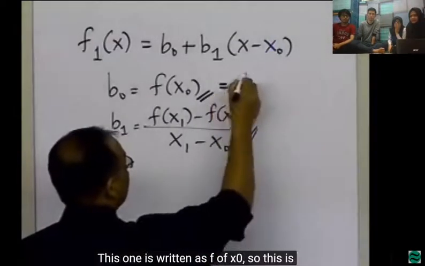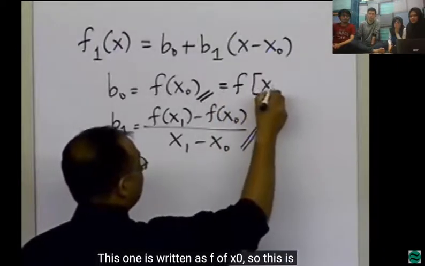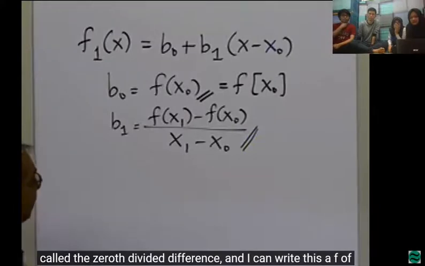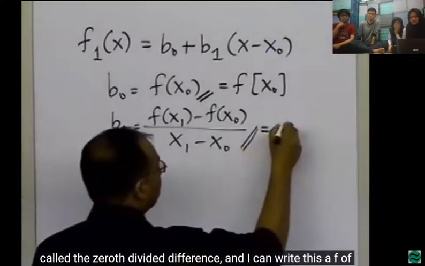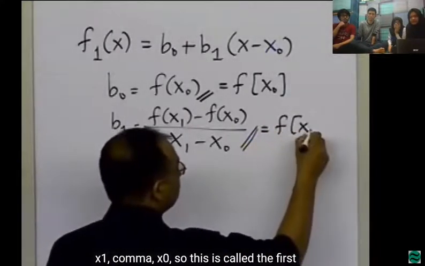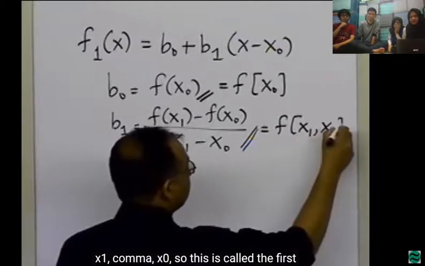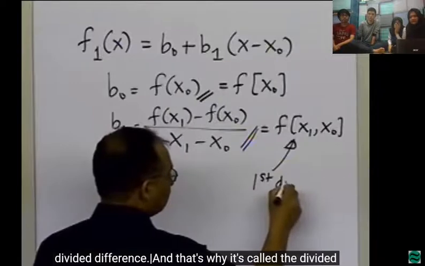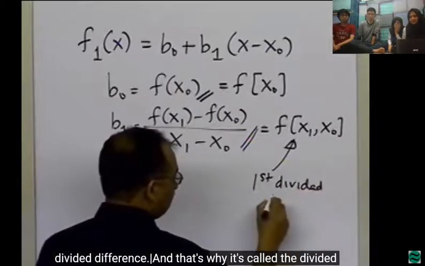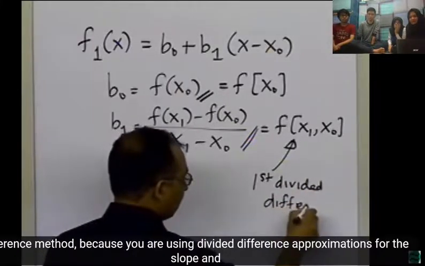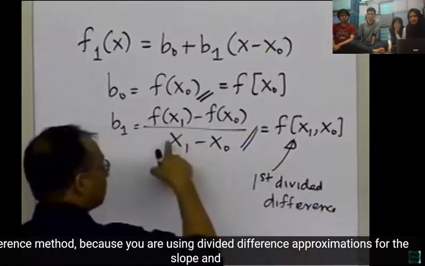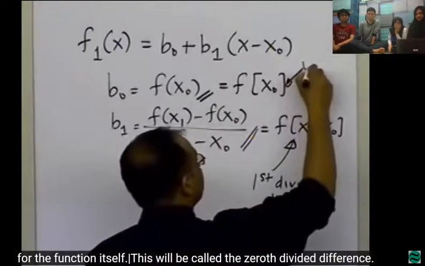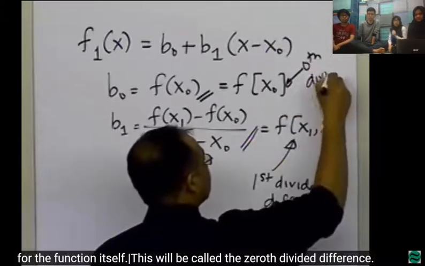This one is written as f of x naught, so this is called the 0th divided difference, and I can write this as f of x1 comma x naught. So this is called the first divided difference, and that's why it's called the divided difference method, because you are using divided difference approximations for the slope and for the function itself. This will be called the 0th divided difference.